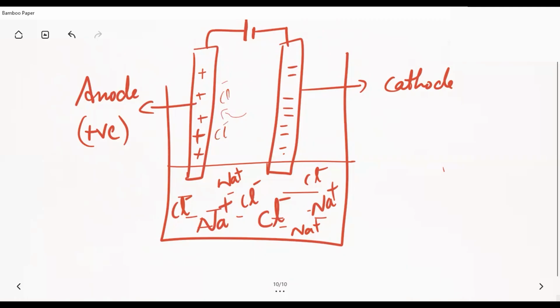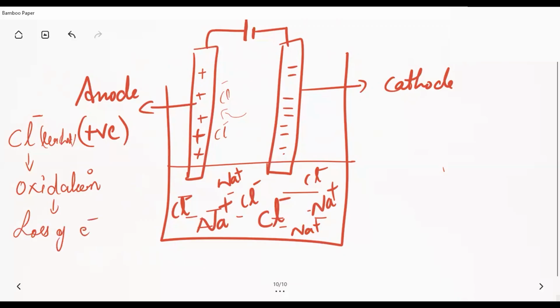Okay, so at the anode, who reached? Cl minus has reached this anode. So what will happen at the anode? Of course, at the anode, oxidation always takes place. What is oxidation? We studied that oxidation is loss of electrons. So Cl minus is coming, and it is already having one extra electron, so it has to donate that electron. Cl minus will become Cl by donating its one electron.